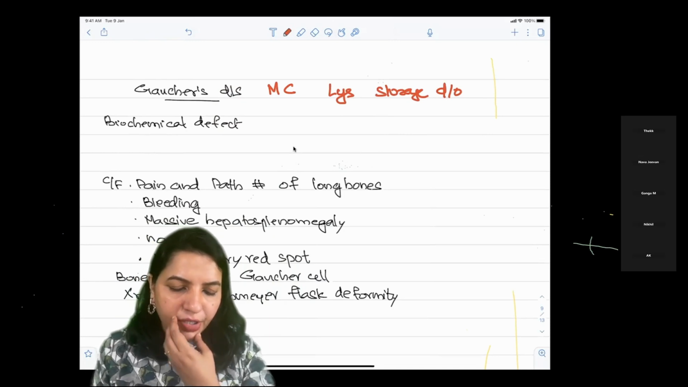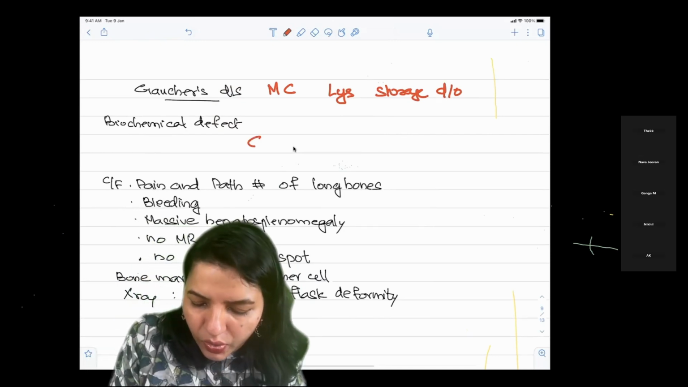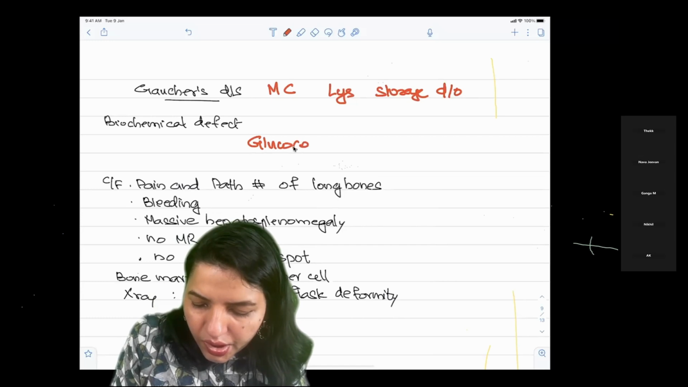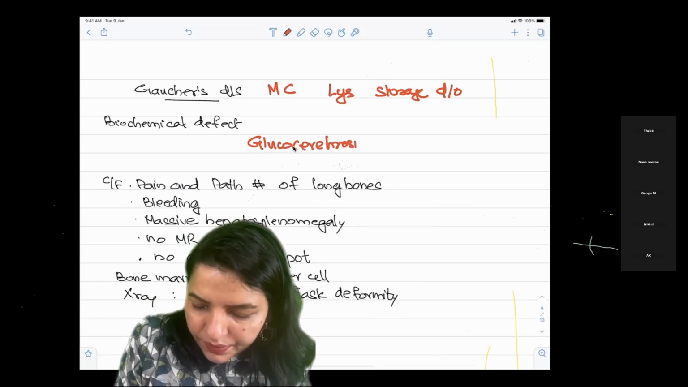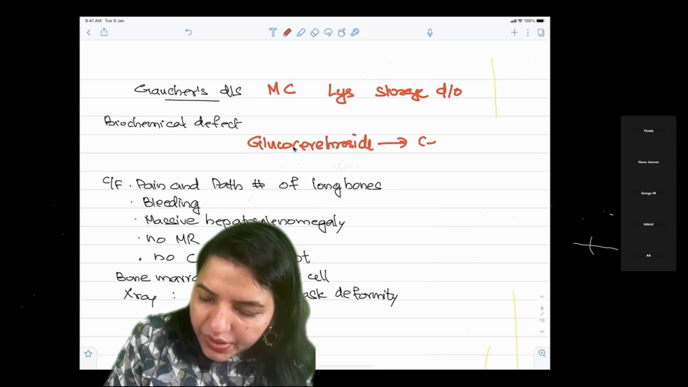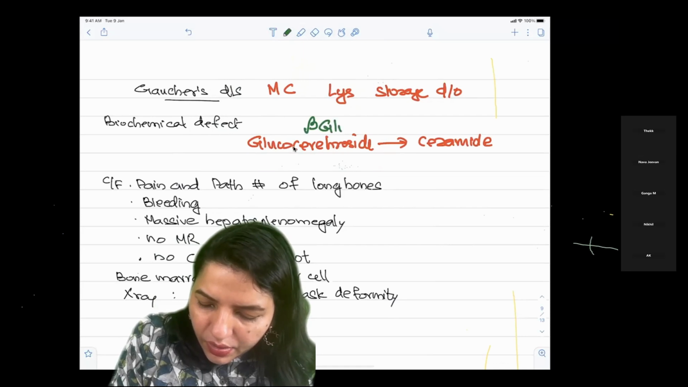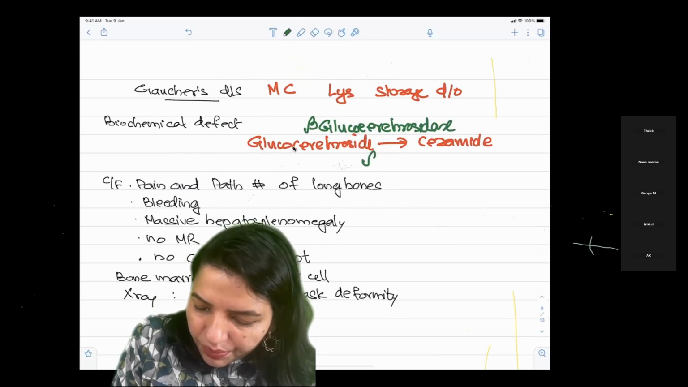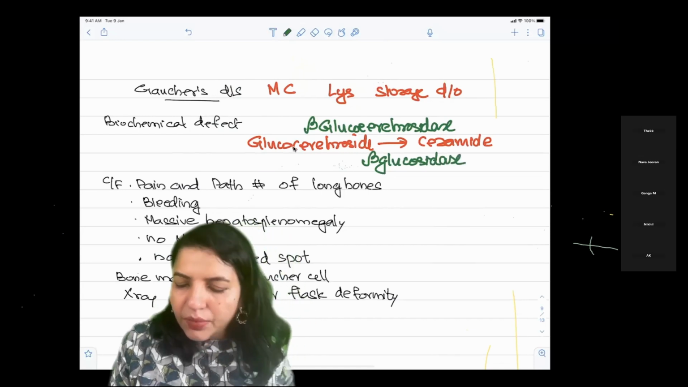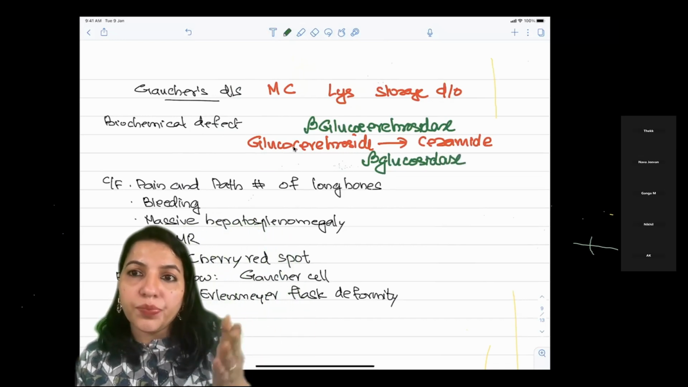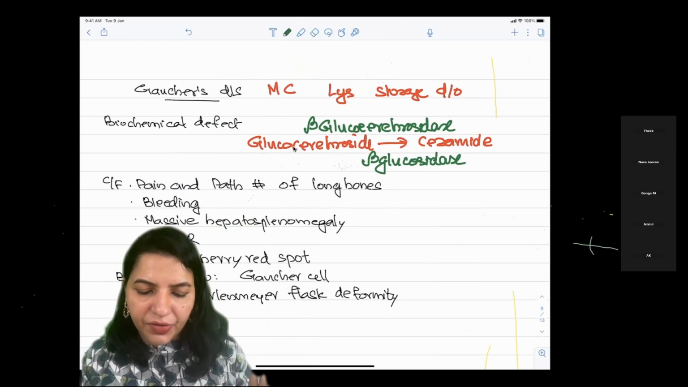Okay, so what is the biochemical defect here? Glucocerebroside is converted to ceramide. A reaction, no need to learn. The enzyme is beta glucocerebrosidase or beta glucosidase. Beta glucocerebrosidase or beta glucosidase is the enzyme defect here.